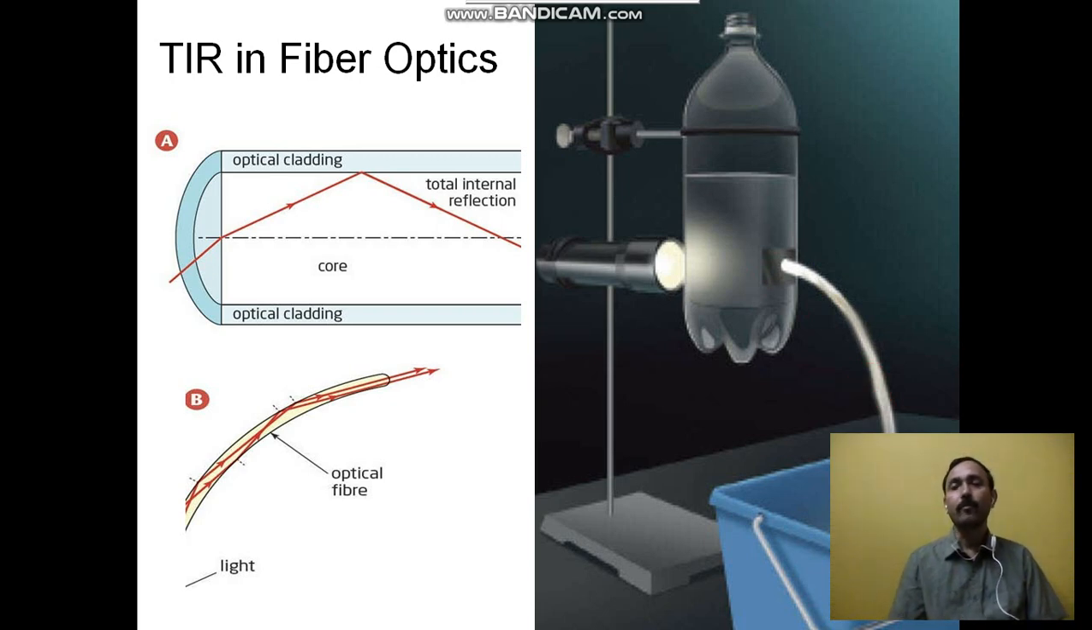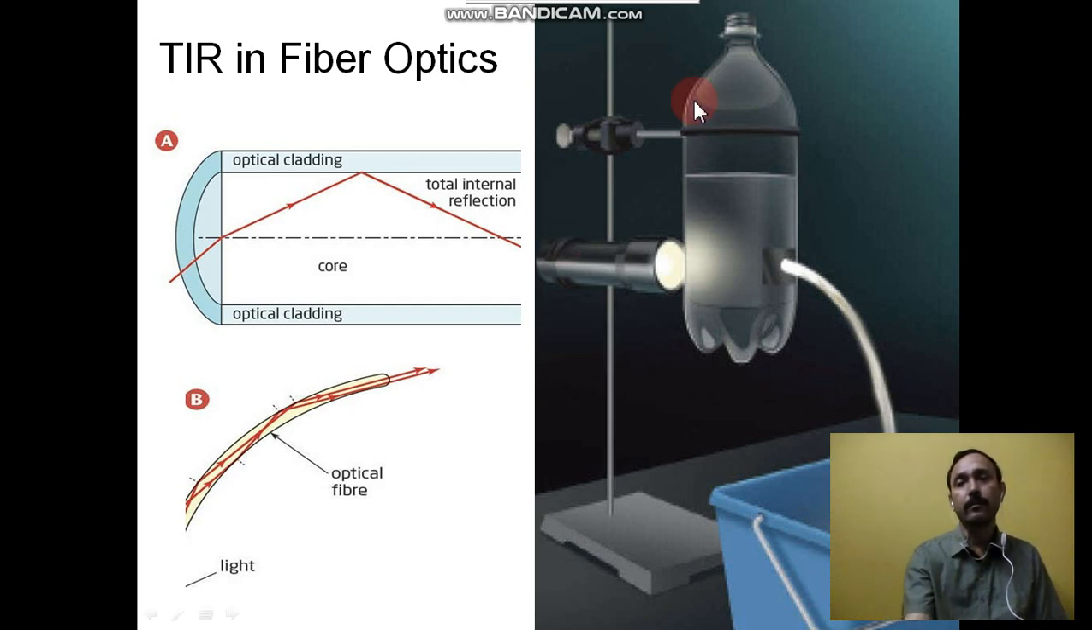It is actually the Tyndall effect. The light is bending here. The same principle is followed here in optical fiber. So it follows the principle of total internal reflection.